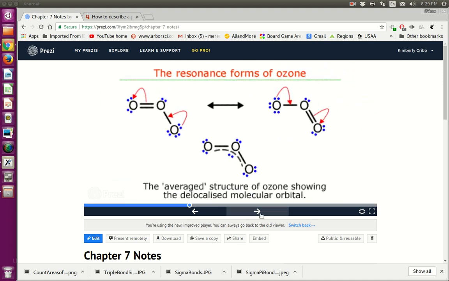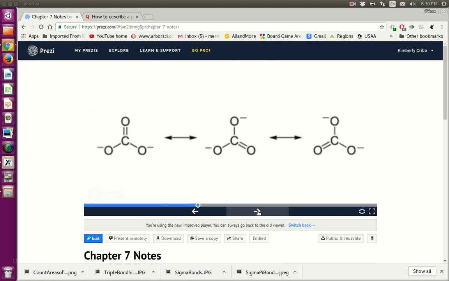Here's ozone, O3. See that it has a double bond and a single bond, or a single bond and a double bond. It does not really go back and forth. It's really this average right here. And this says with a delocalized molecular orbital. We're not worrying about all these terms. We're just getting the idea that if there's more than one way to write it, in reality, it's an average of the two, and it's much more like this. But beyond that, it's pretty much beyond the scope of this course.